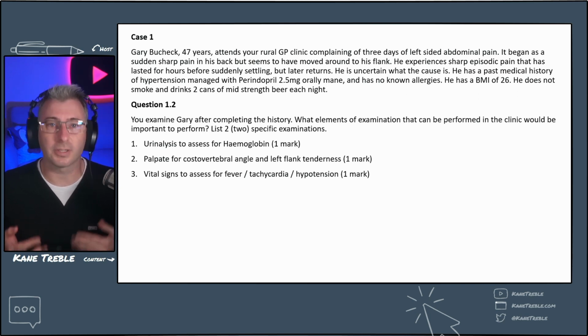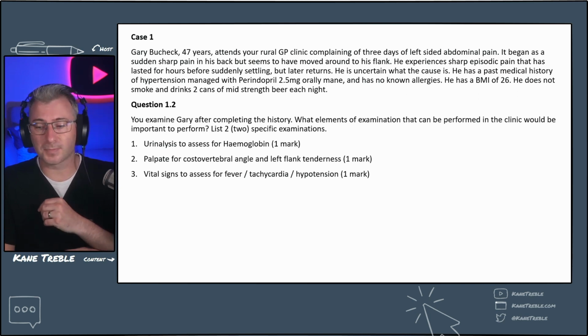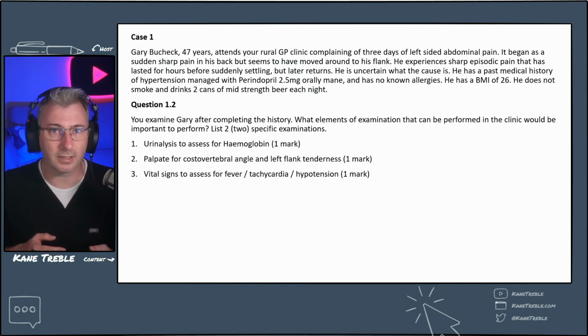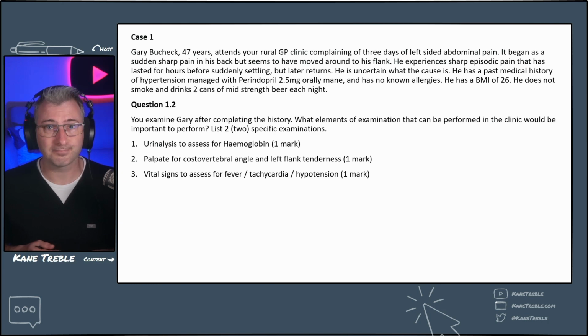Of course, your other clinical signs for renal colic would be palpate for costovertebral angle and left flank tenderness, given we specified this is a left abdominal pain. Likewise, you also investigate for vital signs, for signs of fever, tachycardia or hypotension as well.